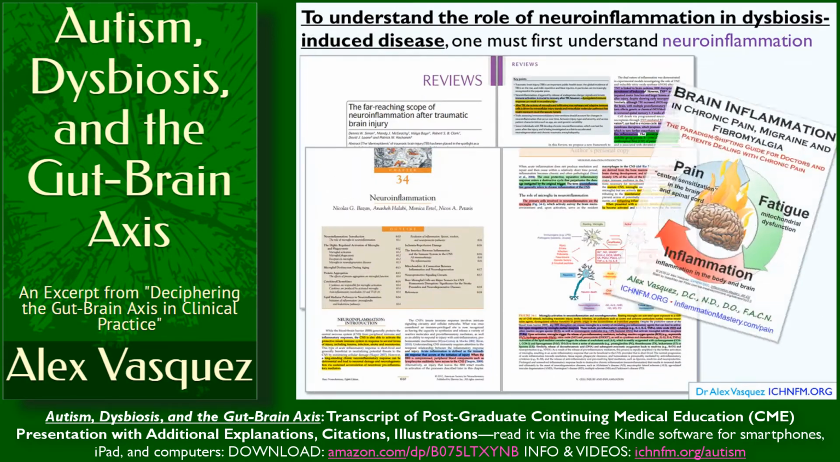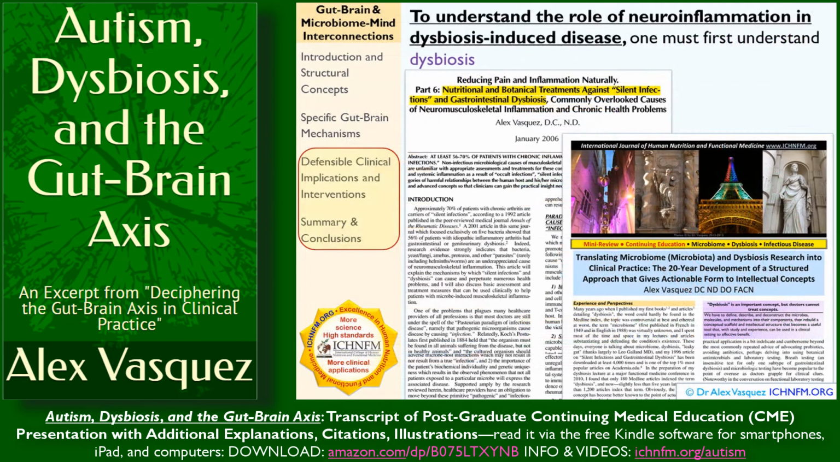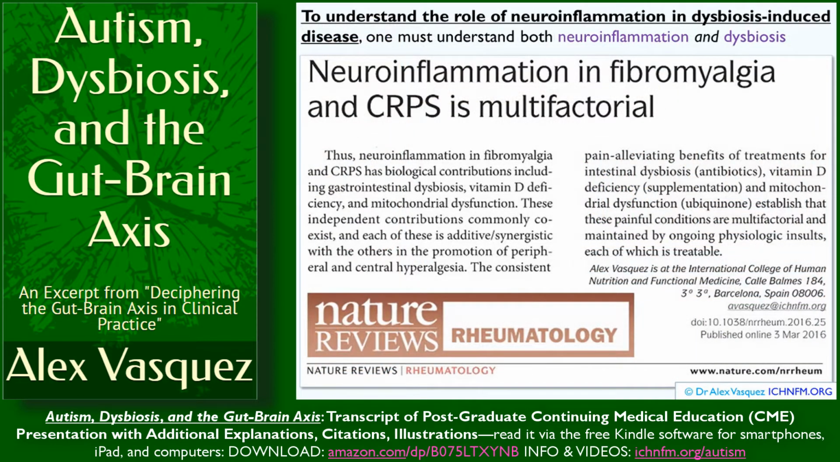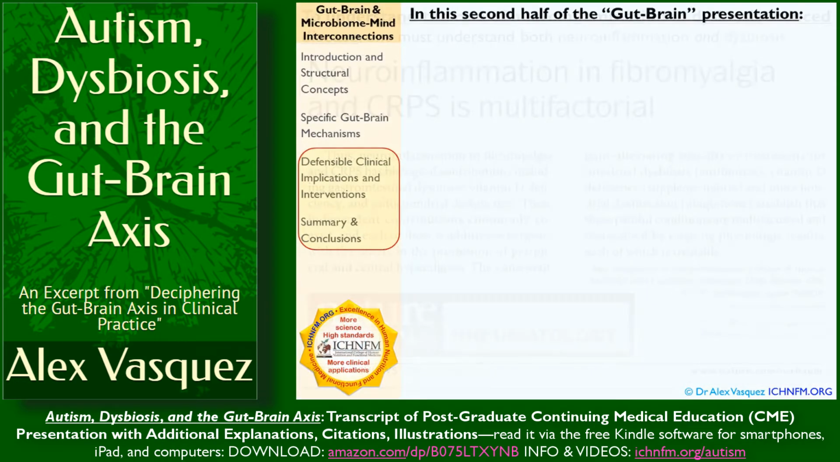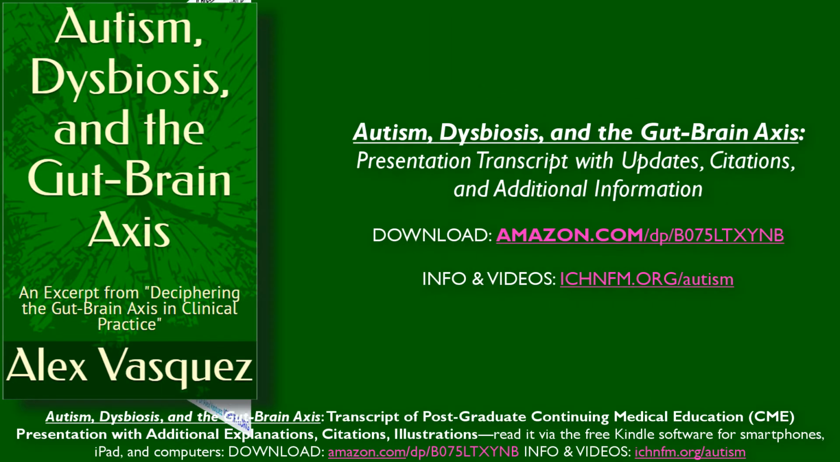To understand the role of neuroinflammation in dysbiosis-induced disease, one must first understand neuroinflammation. And then, to understand the role of neuroinflammation in dysbiosis-induced disease, one must understand dysbiosis. If you want to connect those two together, then I think we have the opportunity to gain some unique insights into common conditions, such as depression, anxiety, persistent pain, including, of course, fibromyalgia, chronic fatigue syndrome, and also complex regional pain syndrome. I'll talk about all of those today. So this is the second half of the gut-brain presentation. Let's talk about some of the main components of neuroinflammation.